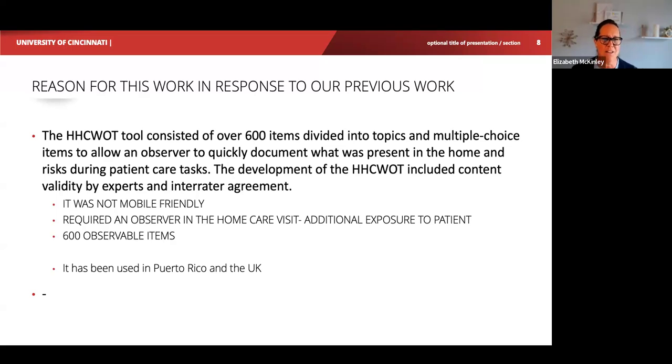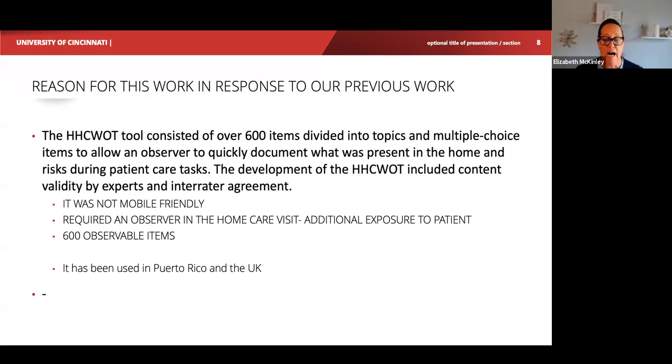But we were really looking at what were the risks to the home healthcare workers. And also, I included some risks that were overlapping, and most of these risks are overlapping of risks that are patient specific and worker specific. We did content validity by experts on that tool, as well as inter-rater agreement. The tool was not mobile friendly. It required an observer to be in the home care visit.